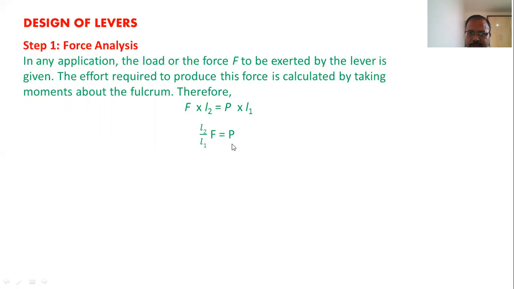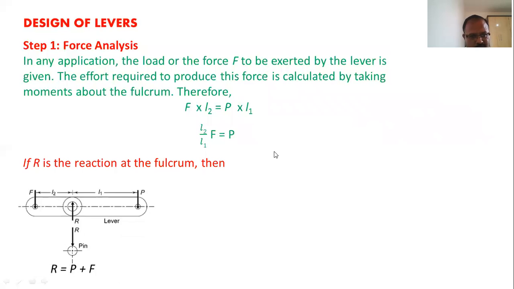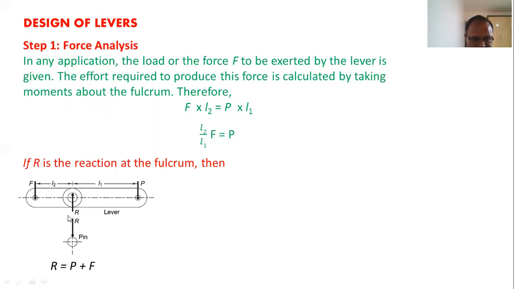Once P, F, L1 and L2 are calculated, then we can go for calculating the reaction at the fulcrum, because fulcrum is a hinge point, and where there is a hinge or a support, there is a reaction, and that reaction has to be calculated first. So talking about the first type of lever, right? Fulcrum is in between effort and load. This is load, this is effort, this is fulcrum. Direction of reaction will be up.